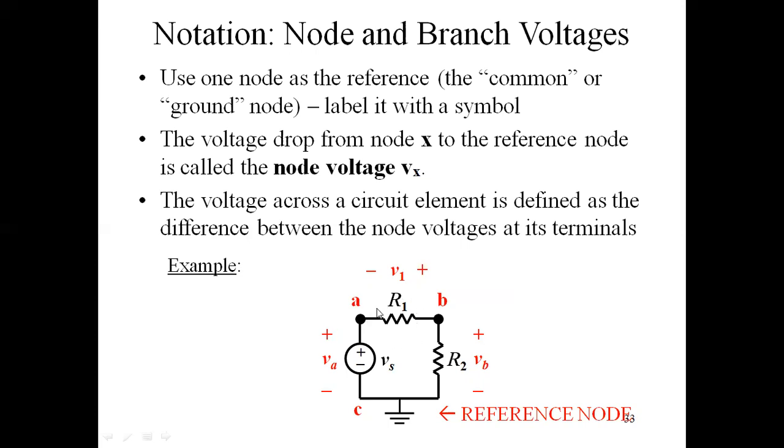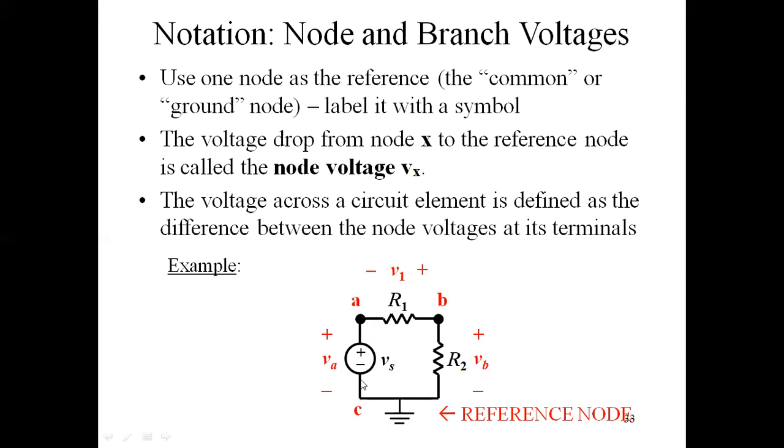Here, suppose R1 is one of the elements. VA and VB will be the terminal voltages of this element. So the voltage across the circuit element R1 is defined as the difference between the node voltages, that is VA minus VB. That is the voltage across R1. Similarly, this is R2. Here VB is common, so it is the reference, meaning it is VB.